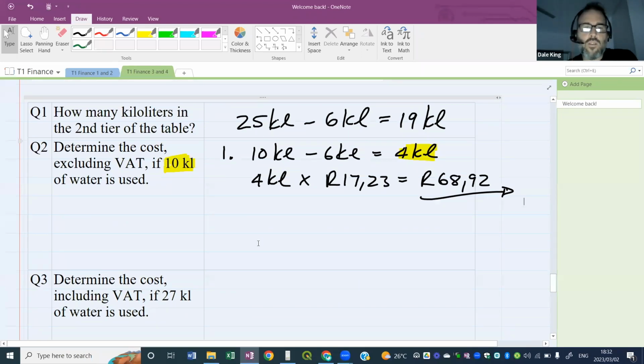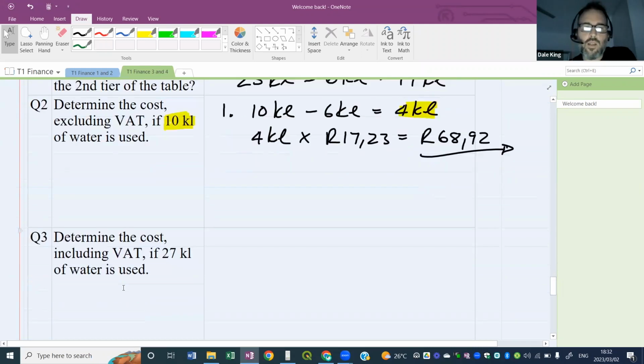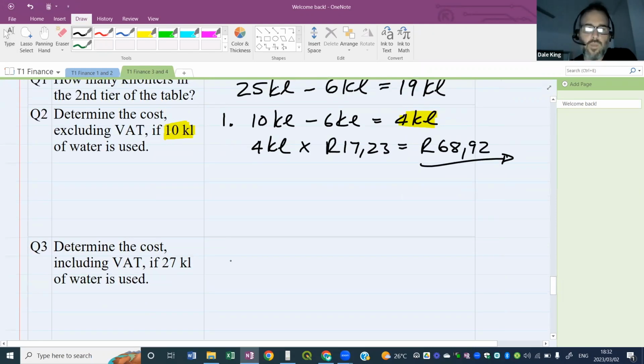Now this one has got lots of things that we have to look at. It says determine the cost, including VAT, if 27 kiloliters of water is used in a month. Okay, so remember at the end, we must include VAT. But this is 27 kiloliters of water. All right, so I'm going to do the same thing over again.